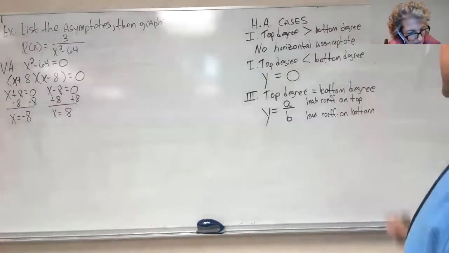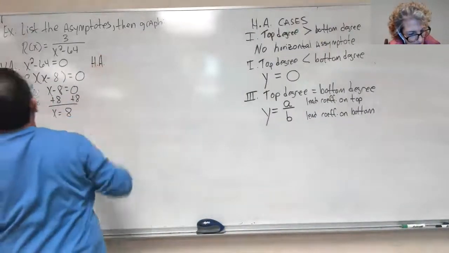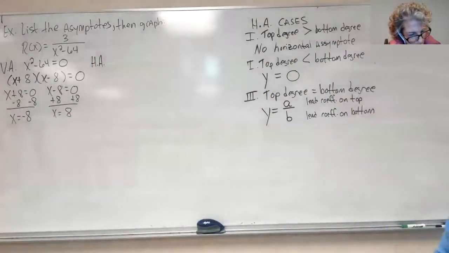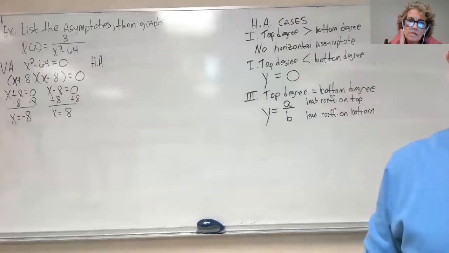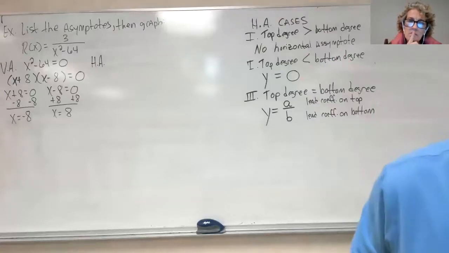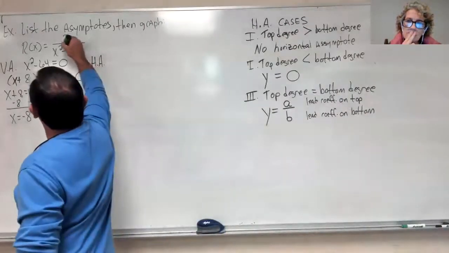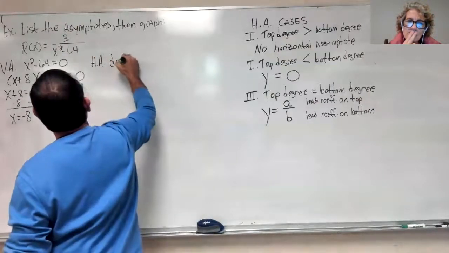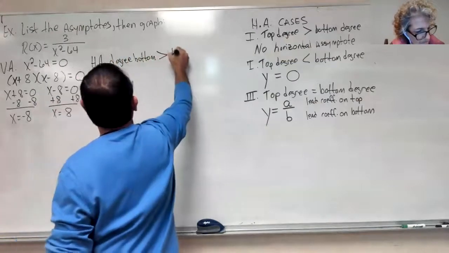All right, next I'm going to find the horizontal asymptote. So there is not a variable on the top of this, right? So since there's no variable up there, it's a degree zero. The bottom is a degree 2 because I got an exponent 2 down there. So the degree at the bottom is 2. The degree at the top is a zero because there's no variable. So the degree of the bottom is greater than the degree at the top.